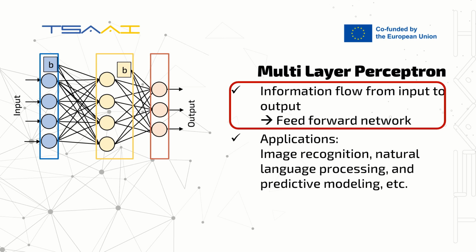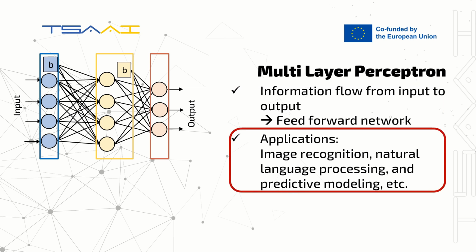The information flow within multilayer perceptrons is direct, moving from input to output. That's why we call it a feed-forward network. Multilayer perceptrons are useful across many domains, such as image recognition, natural language processing, and predictive modeling.